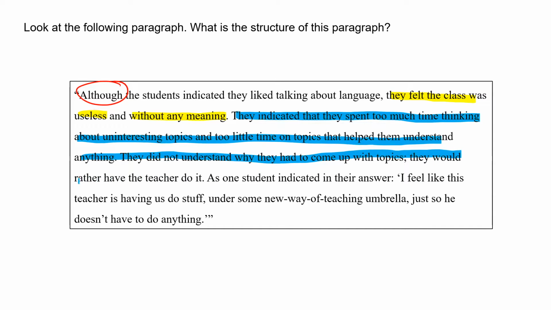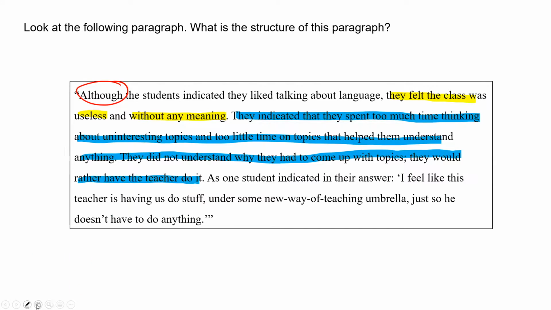Now you could say it's not very well written because it might not really relate to it, but I think it is, of course. Then we get our level 3, which is an example. I really put something in there that is quoted from an answer of a student. As one student indicated in their answer, I feel like this teacher is having us do stuff under some new way of teaching umbrella, just so that he doesn't have to do anything. That's your example. And is it true?